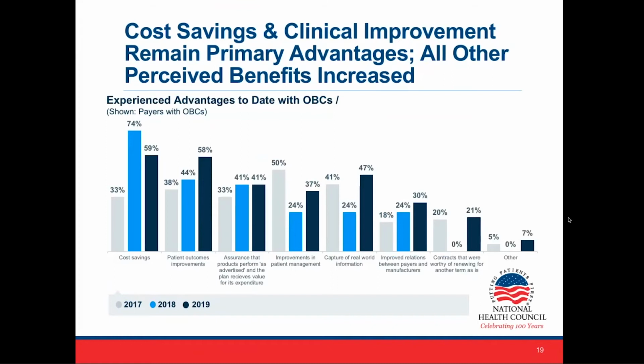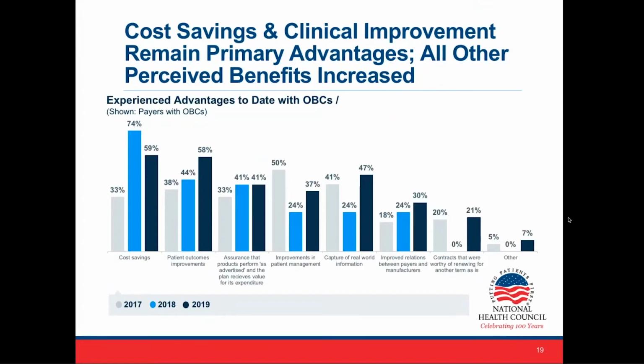We have seen consistently that the advantages of OBCs are what you might expect: cost savings, as well as improvement in patient outcomes. Although it's been a little bit up and down, I actually consider this general increase in perceived benefit as indicating that over time, the efficiency by which these OBCs are done is getting better. Plans and manufacturers have gotten better at achieving the ultimate benefits of these agreements, which would be not just cost savings for a plan, but also improvement in patient outcomes, because of course the two are tied together.